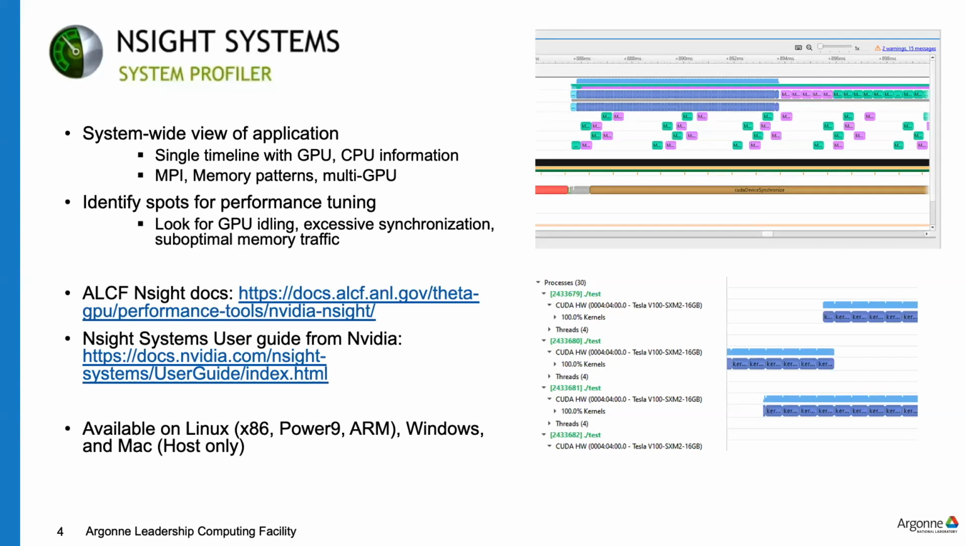These are available on Linux, so x86, Power 9, ARM, Windows, and then on Mac it's host only. It's similar to what was shown with Tau. You can copy back your profile to your local machine and then view it in our GUI.